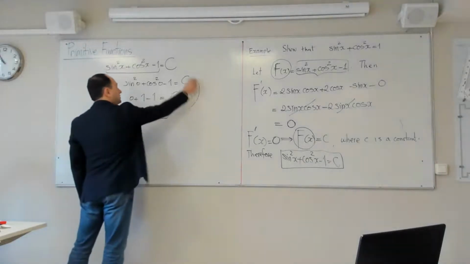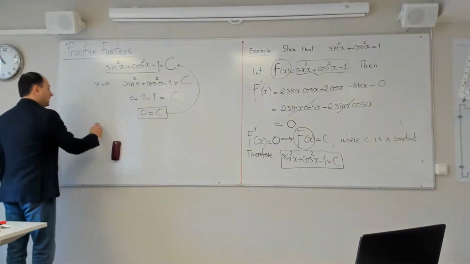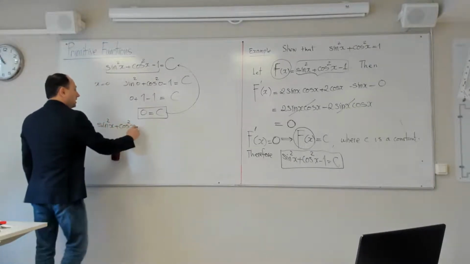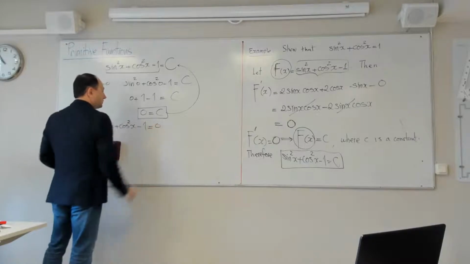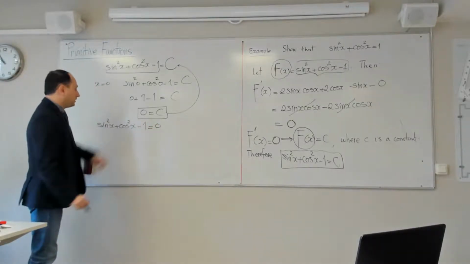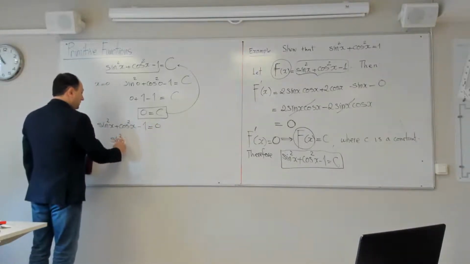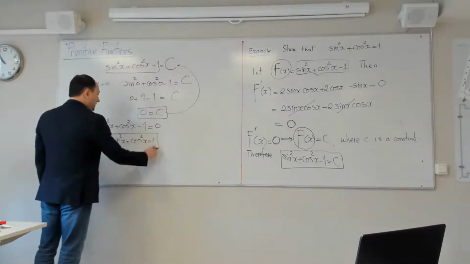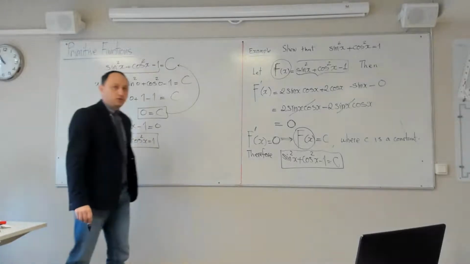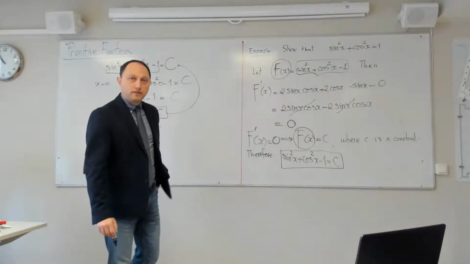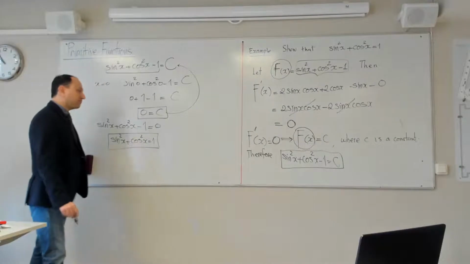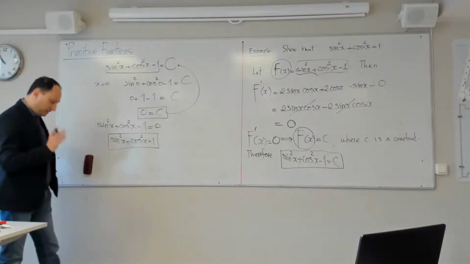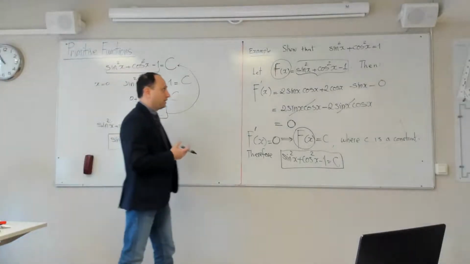When c is equal to 0, I put it back here. What I get is sine squared x plus cosine squared x minus 1 is equal to 0. And then I move 1 to the right-hand side. It becomes 1. And this is a proof, another proof without using trigonometry at all. Yes? So if you don't understand exactly what is going on, that's not a big deal, even though from my point of view, it's not a very complicated thing.